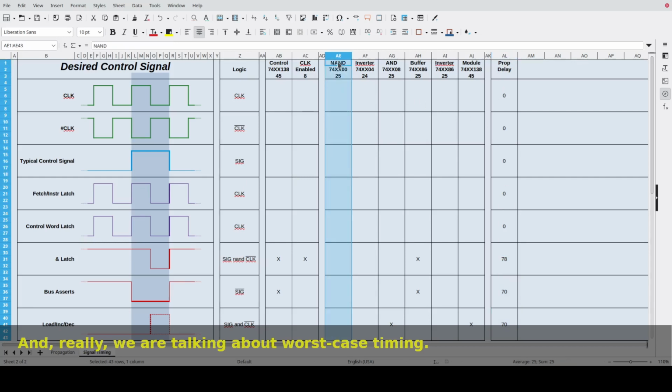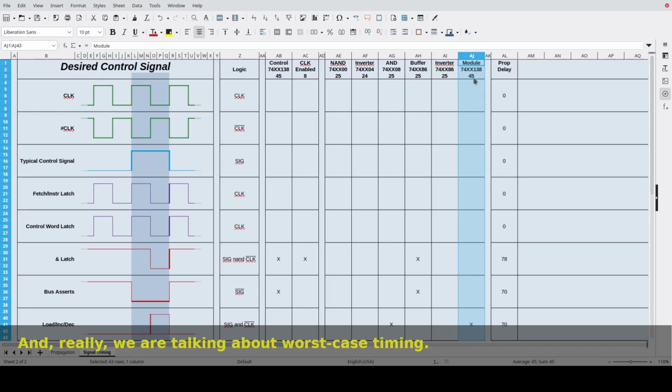So if I needed to NAND a couple of signals together to get the right output, there's a 25 nanosecond delay on that. If I was to use a straight up inverter, the 74HC04, there's a 24 nanosecond delay that gets added. If I was to use an AND gate to AND a couple of signals together, just like I did with the load increment decrement, there's a 25 nanosecond delay. And if I was to use an XOR gate as either a buffer or an inverter, there's a 25 nanosecond delay that gets added onto that. Now, the register modules also have a 74HC138 built onto the board.